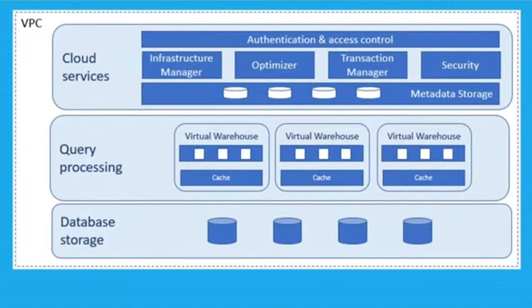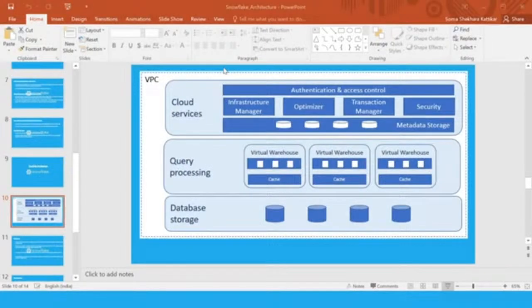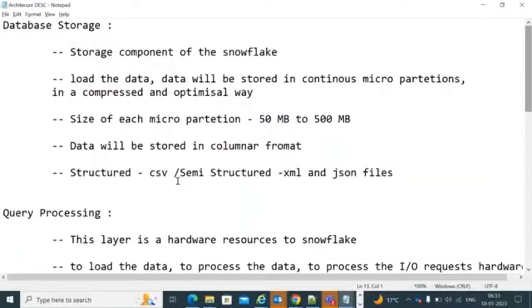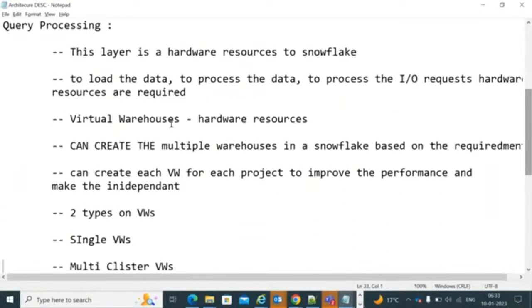These are the hardware components in your Snowflake. So whatever you do, data load, data processing, or data retrieval, your hardware resources are required to process your request. See here, virtual warehouses or hardware resources can be created multiple times, right? Till here you are clear?